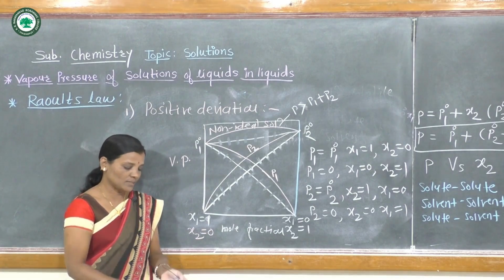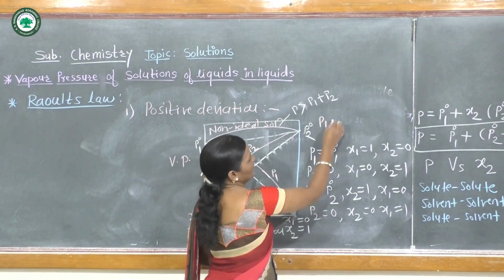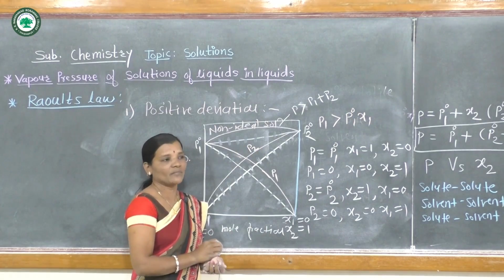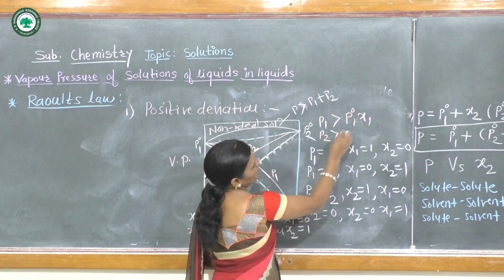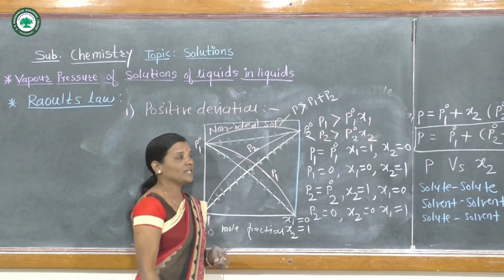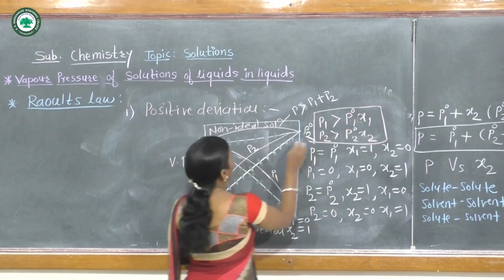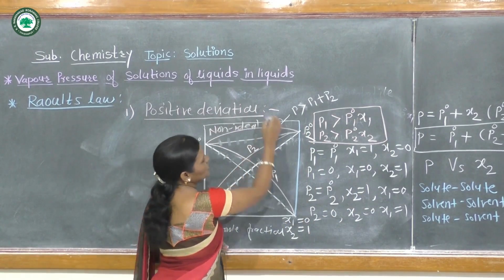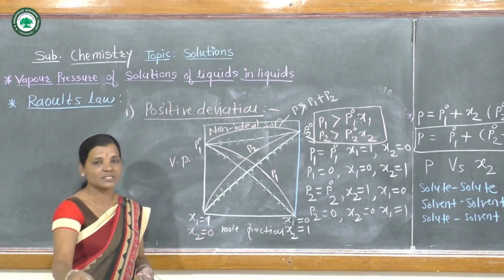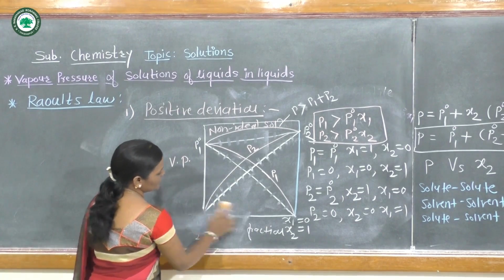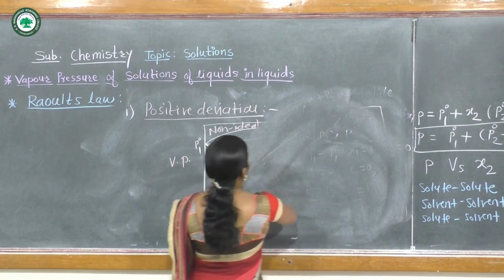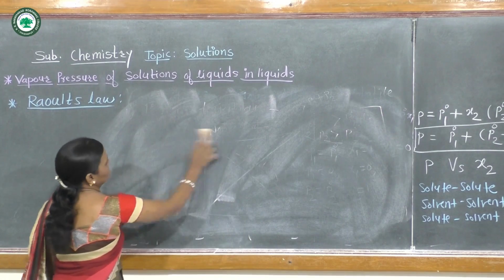And one thing is important here: P1 is greater than P01 into x1. This is for positive deviation, and also P2 is greater than P02 into x2. This condition is for a non-ideal solution which shows positive deviation. Now exactly the opposite case is observed for negative deviations. Now let us consider what the conditions for negative deviation are in the same solution which behaves as a non-ideal solution.